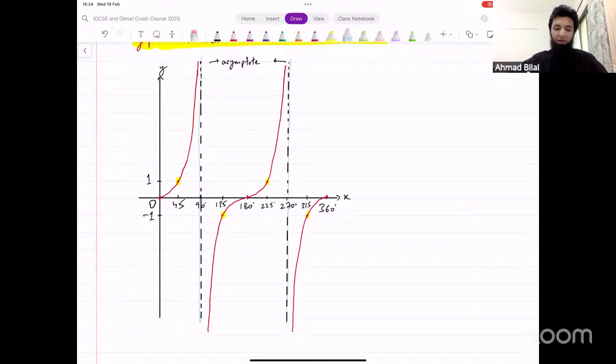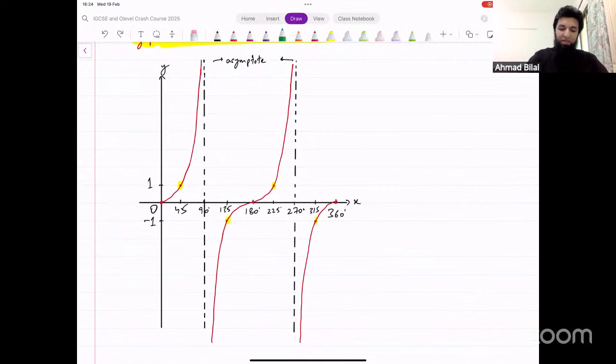You draw vertical lines, and close to the asymptotes, the graph goes like this. It goes either towards positive infinity or towards negative infinity. We understood in the last class why this happens, and we tried this using our calculator as well, that this is what the shape looks like. Okay. Again, you need to remember this shape and the important points. At 45, it's 1. Tan 45 is 1. And then at 90, it's undefined. So the graph goes like this.